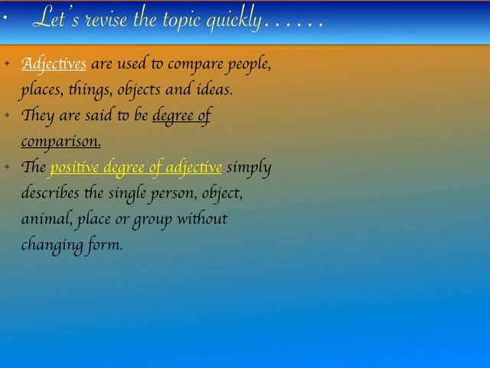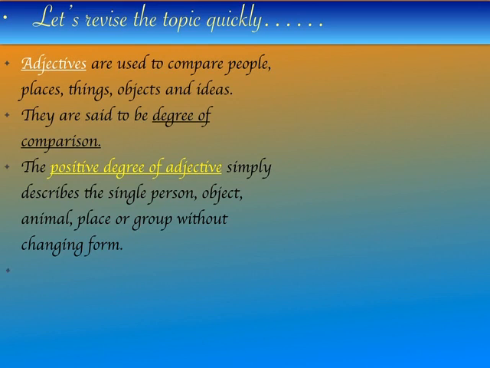The positive degree of adjective simply describes the single person, object, animal, place, or group without changing the form. So, the positive degree of adjective is also called the primary form of adjective. There is no comparison between any one of them. There is only one person and we are describing that person, animal, or group.